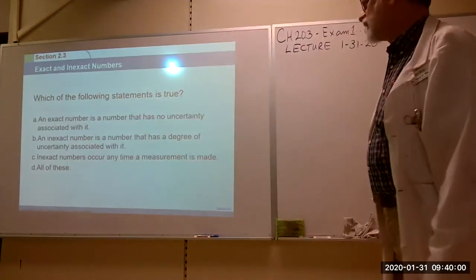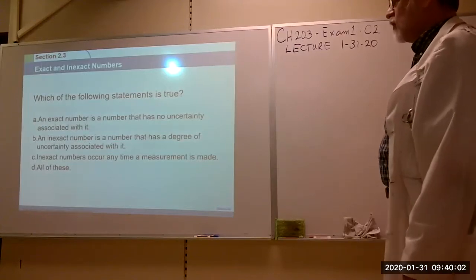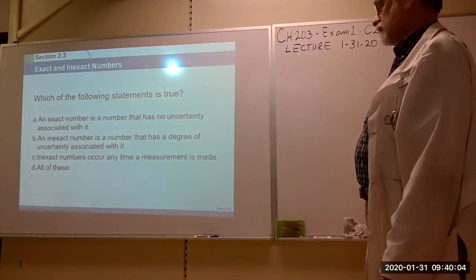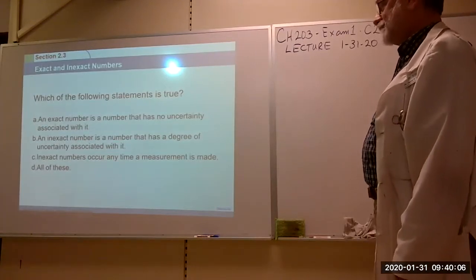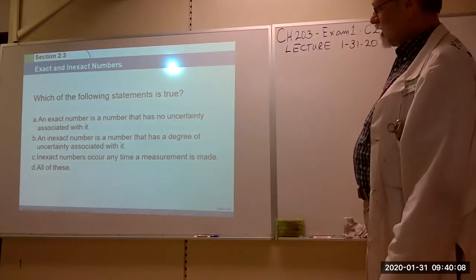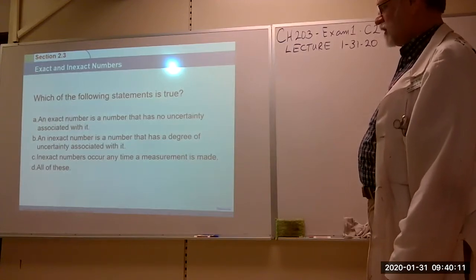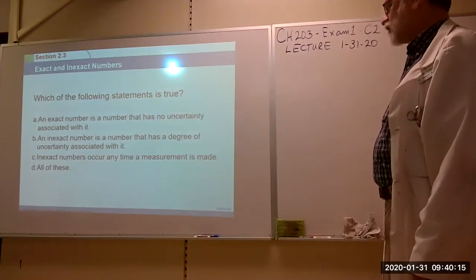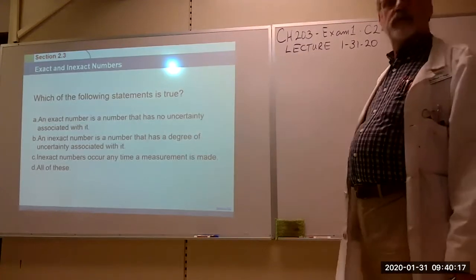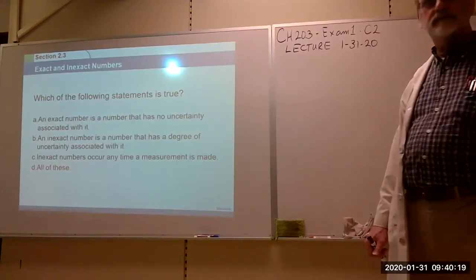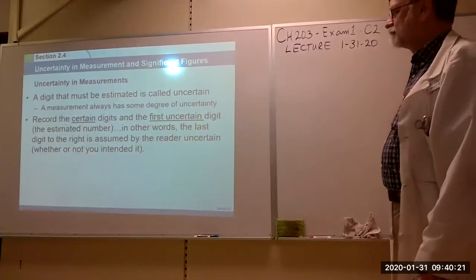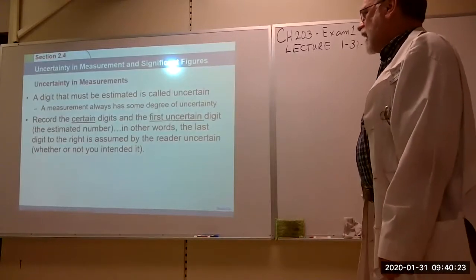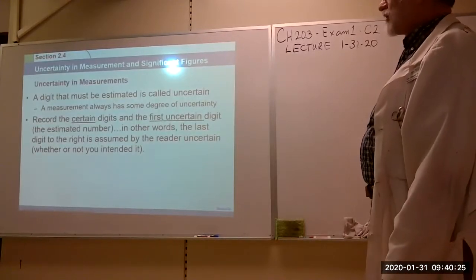Okay, which one of these is true? An exact number is a number that has no uncertainty associated with it. Yeah, that's true. An inexact number is a number that has a degree of uncertainty associated with it. That's true too. Inexact numbers occur anytime a measurement is made. They're all true. Yeah. Okay. So I sort of jumped ahead.